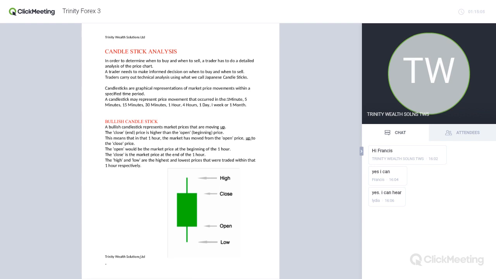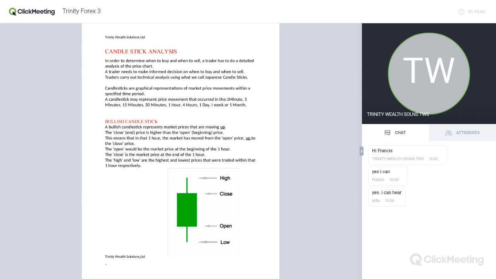This means that in that 1 hour, let's assume you're using a 1 hour time frame of a candlestick, the market has moved from the open price. You can see it here, the green one. The candlestick opened here. So it moved up to close above the opening price. That is a bullish candlestick. So the open will be the market price at the beginning of the 1 hour. That's our opening price. Let's call it an open. So the candlestick opened at this price, right? Then it moves up and closes at the close.